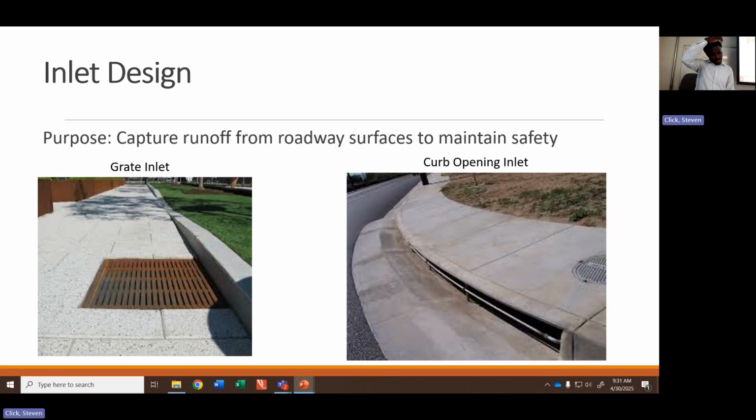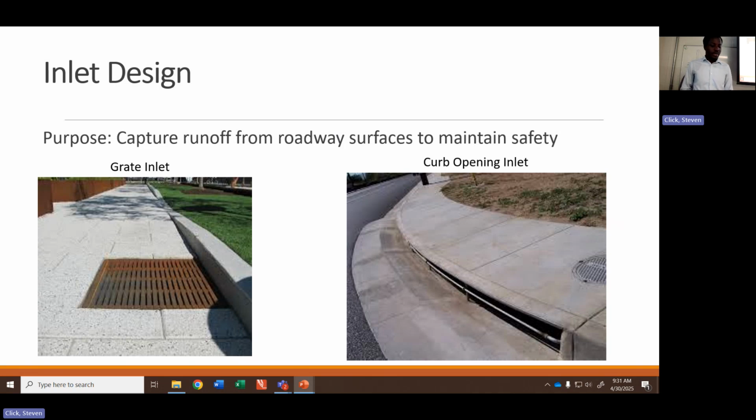Okay, so going on to inlets, as I said earlier, the inlets and the gutters work together. The gutters collect water from the roads, they transport it along the longitudinal slopes, and the inlets work as interceptors and intercept the water in the gutters and take it underground to connect it to various underground systems onto various outfalls.